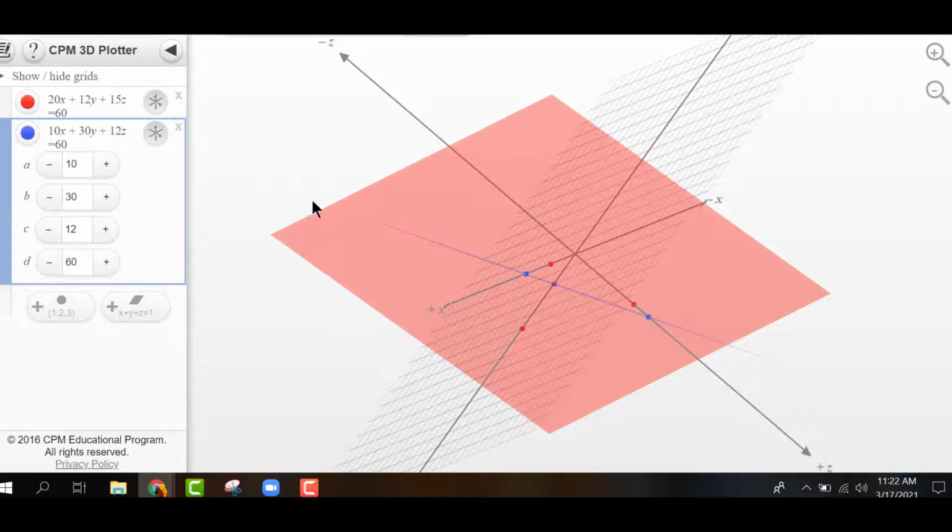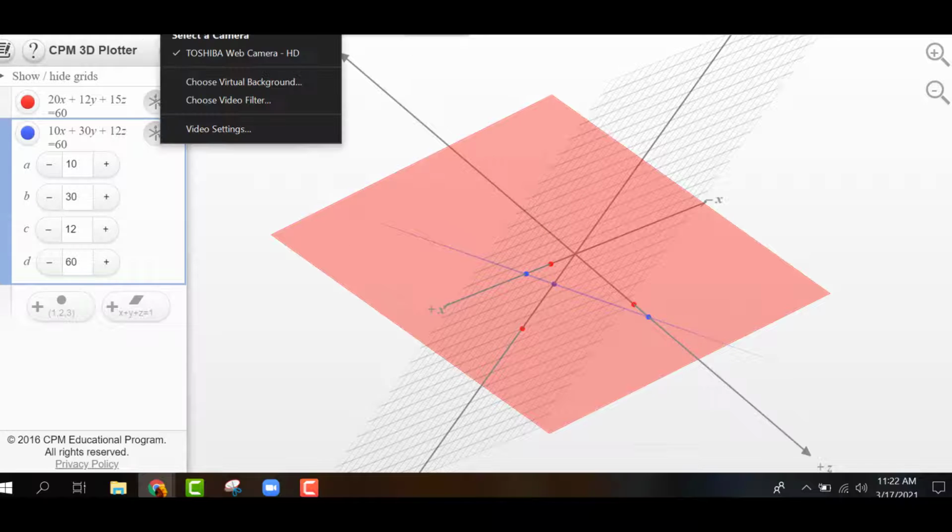Okay. Yeah, it's a line. That little blue mark going through, that's that other plane, right? And it's intersecting, and if you get it turned just right, you can almost see it where it's a line. So two planes intersect at a line.